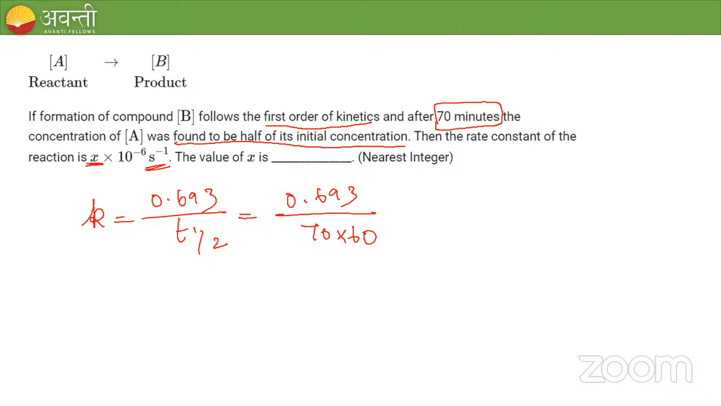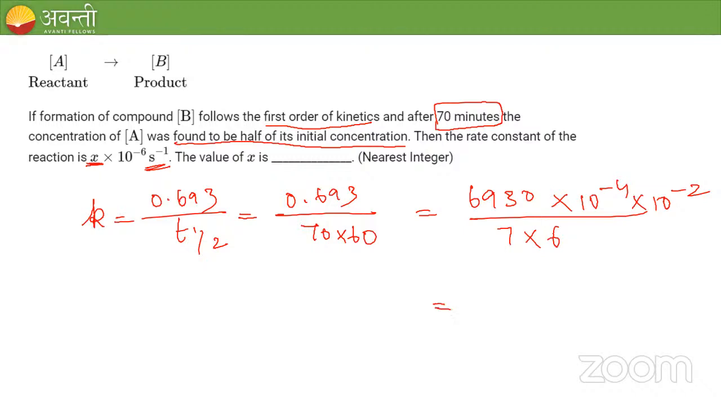So it is nothing but 6930 into 10 power minus 4 divided by 7 into 6. Bring the 10 power 2 to the numerator. It will be 10 power minus 2. Totally now it is 10 power minus 6. So 6930 divided by 7 into 6, into 10 power minus 6. We will get the answer in terms of 10 power minus 6 here. We need to just divide these two numbers.